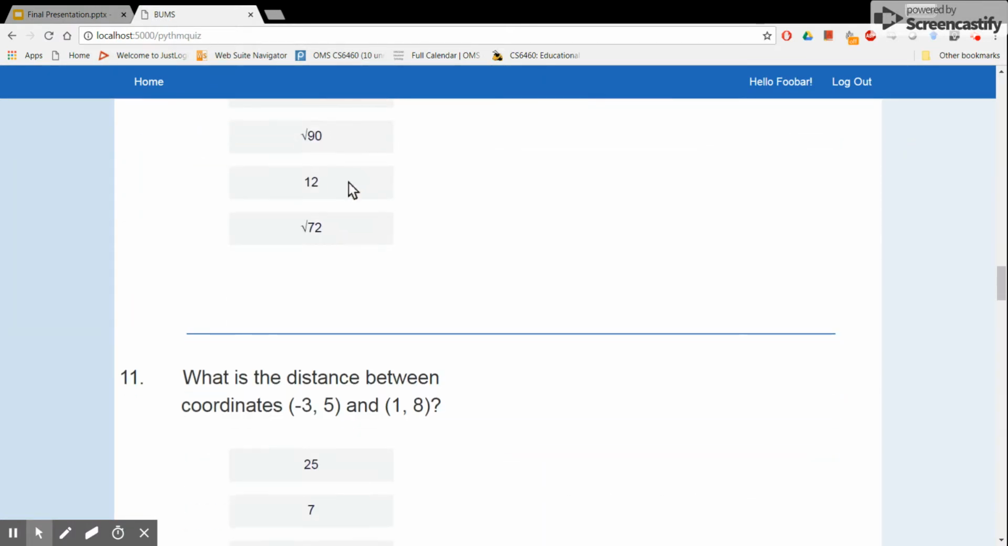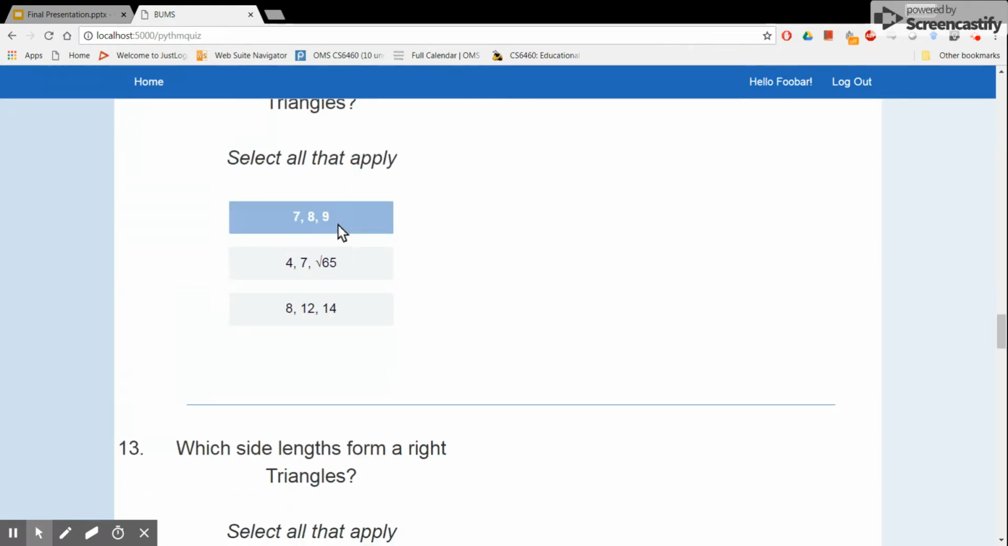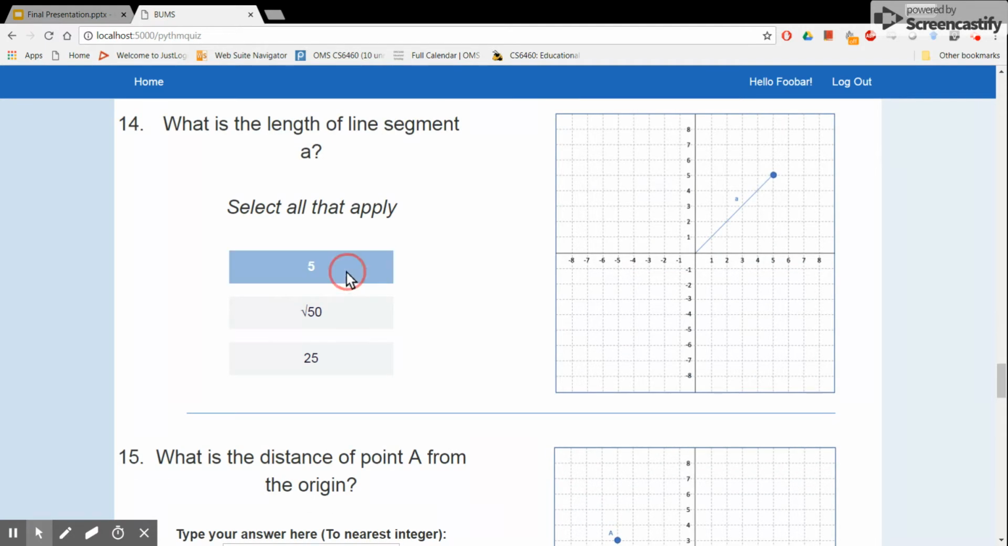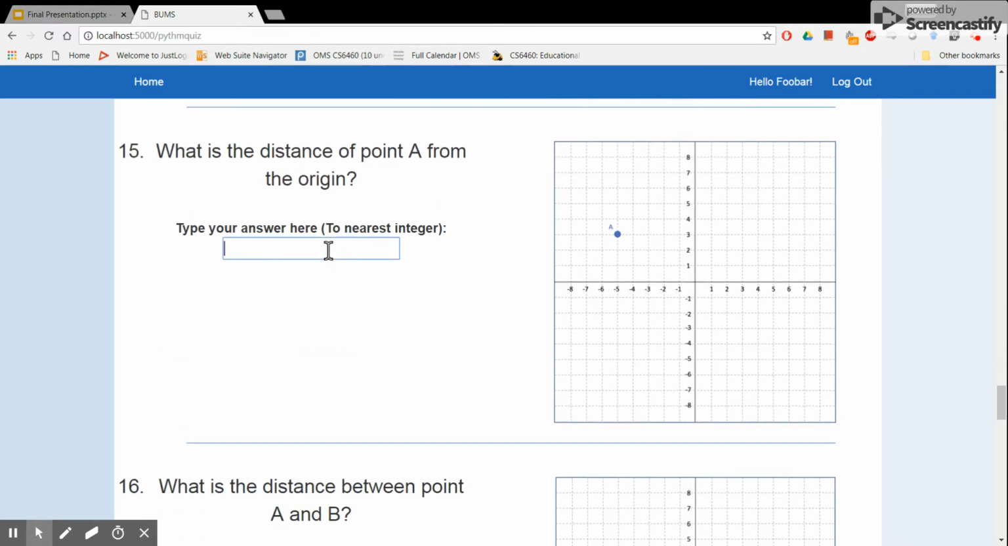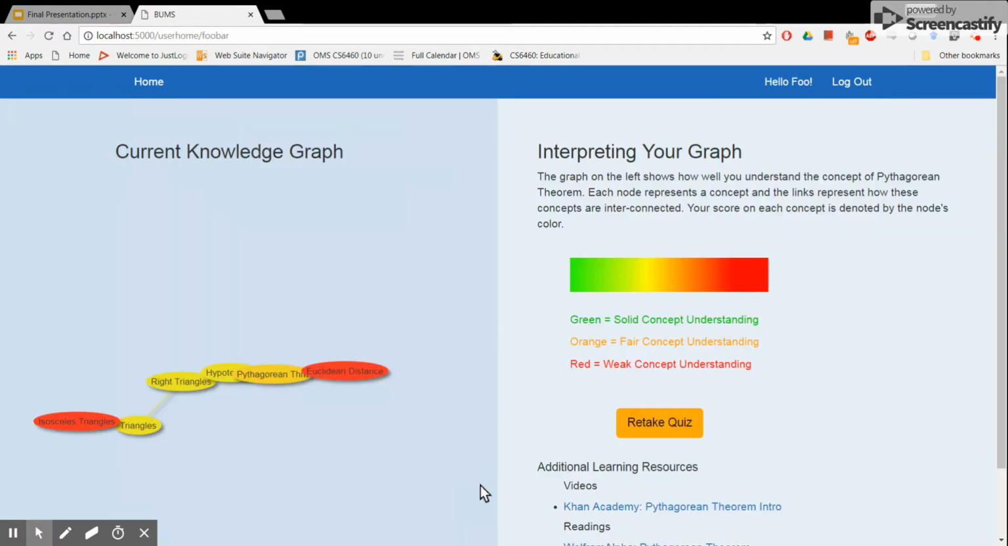And so now I'm going to start answering kind of randomly just to get some wrong, or intentionally try to get them wrong, rather. And these are some free text answers. I'm just going to answer 0 for everything. Submit. Here we have my knowledge graph.